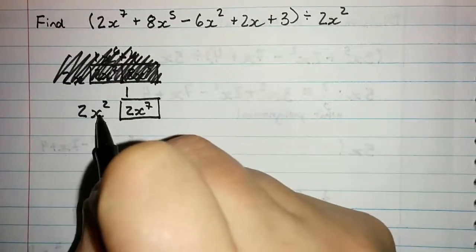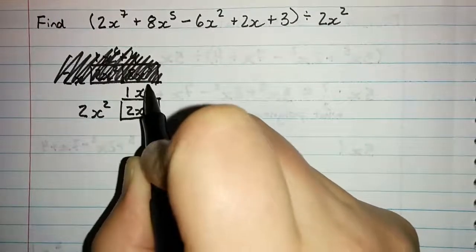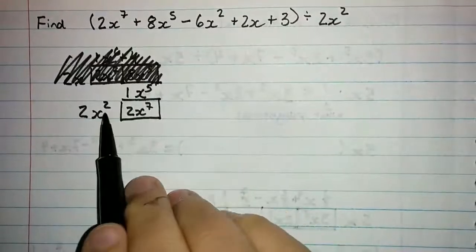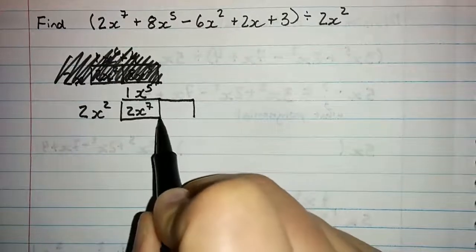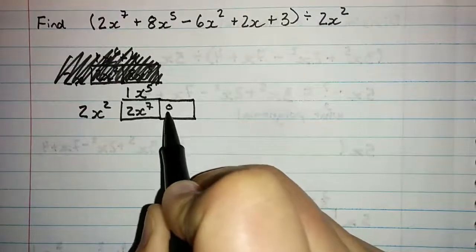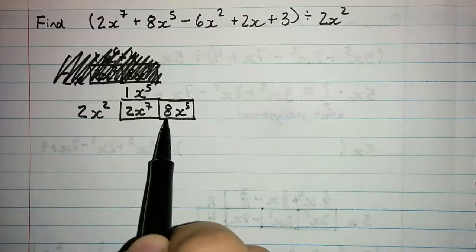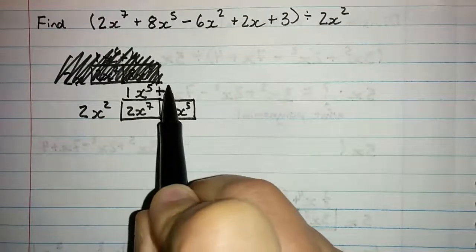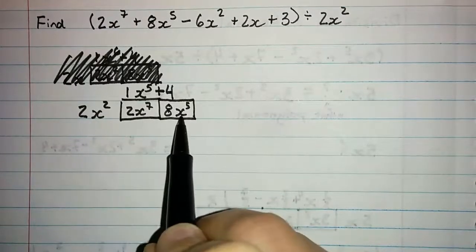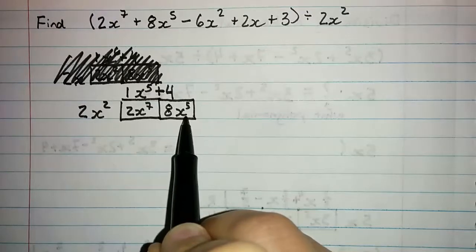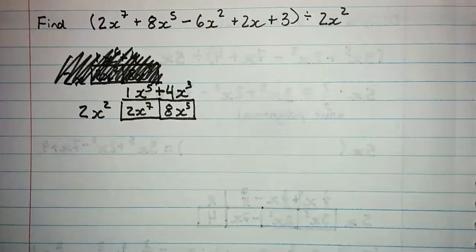1, 2, 3, 4, 5, 6, 7. I'll need an x to the 5th. X to the 5th times x squared gives me x to the 7th. All right, my next term is 8x to the 5th. 2 times what will give me 8? 2 times positive 4 will give me 8. X squared times what will give me x to the 5th? X squared times x cubed will give me x to the 5th.